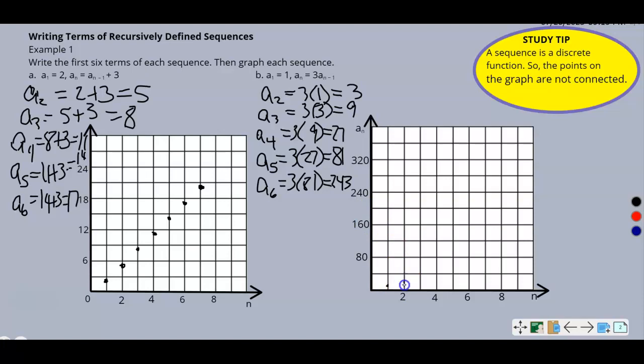It's probably not even that far up. All right, so 3 and 9. 4 and 27. 5 and 81. And 6 and 243.